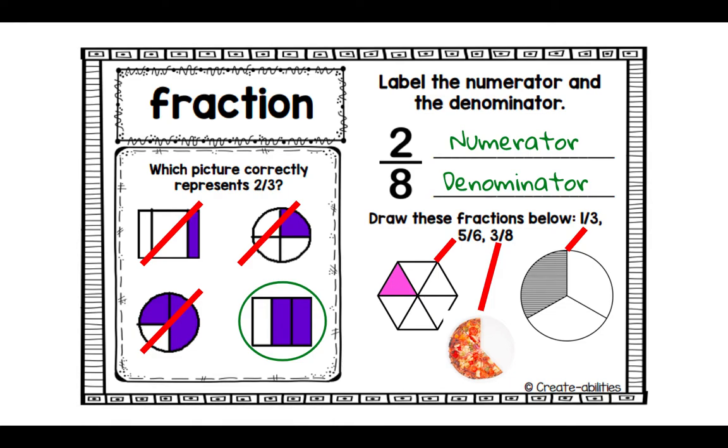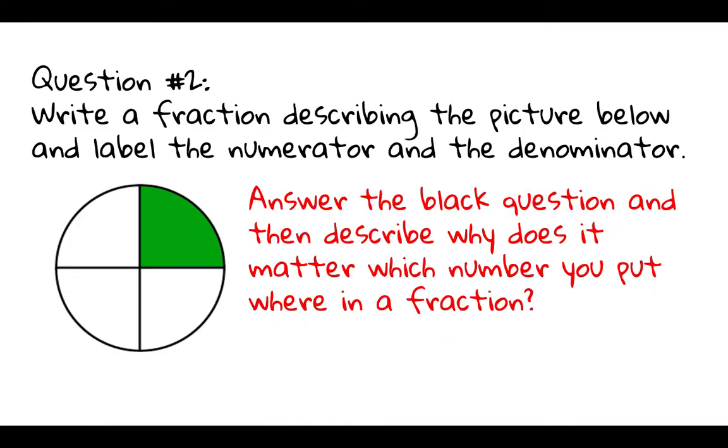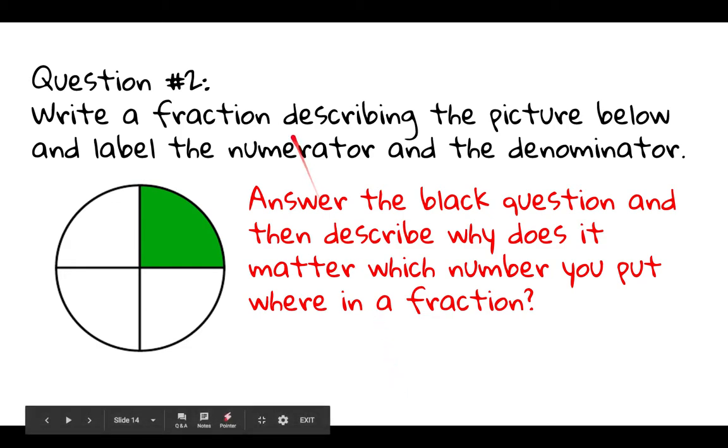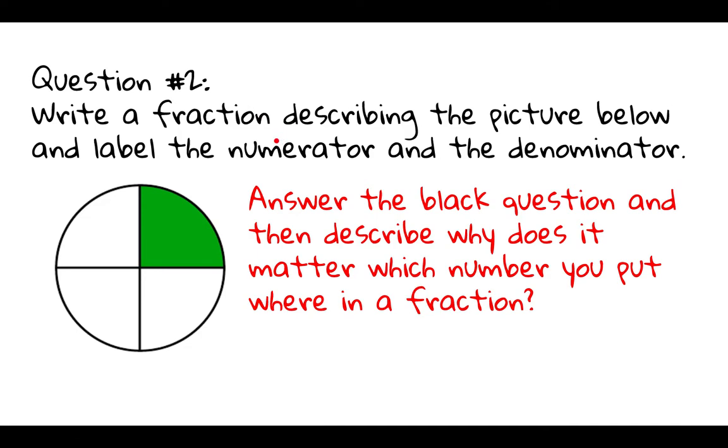All right, moving on here. You have your second question. So now you're flipping back to your assignment page, the one with all the little squares. This is question number 2 for you. Write a fraction describing the picture below. So that's your first step. If you are doing the black question, or if you're doing the red question, you should also answer the black question. So write a fraction describing the picture below and label the numerator and the denominator.